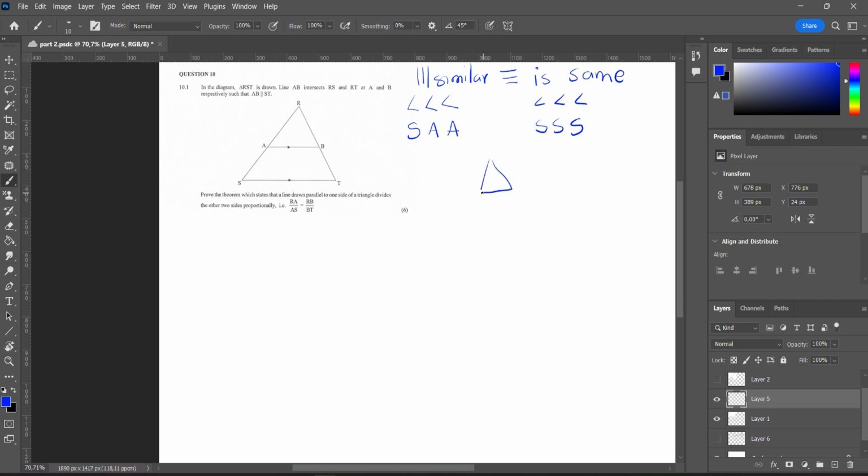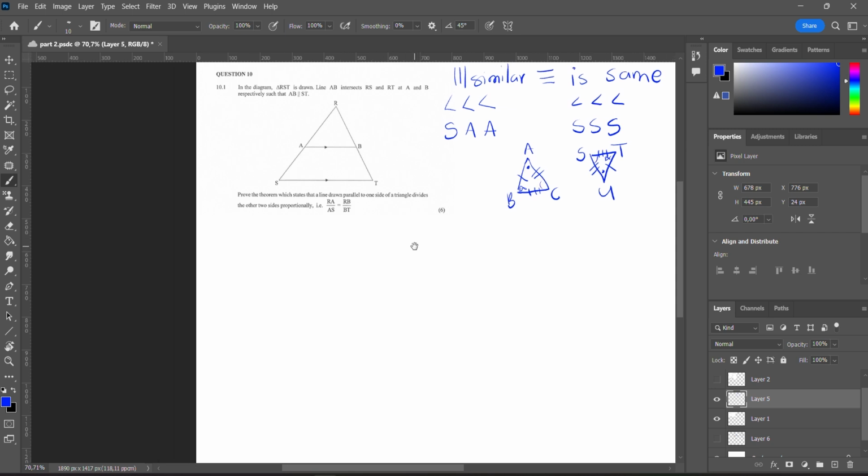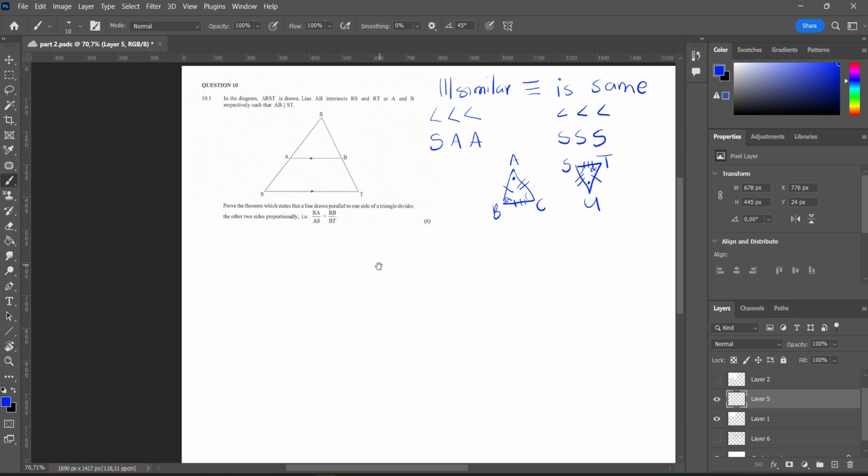So if I have two triangles like that, I have A, B, C, and I have another triangle like this, and S, T, U. If side AB is equal to side TU, this side equals to that side, and this side equals to that side, that means these two triangles are concurrent and all the angles match up. So yeah, so let's just get into it.